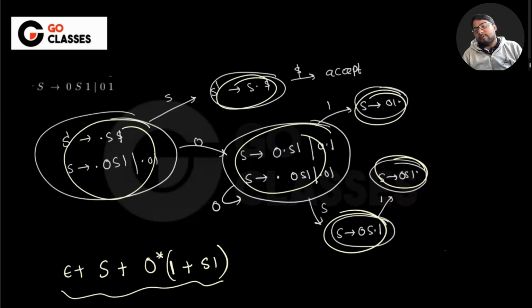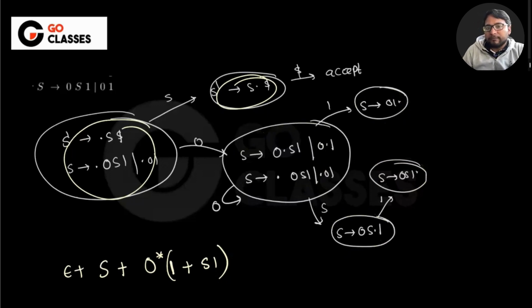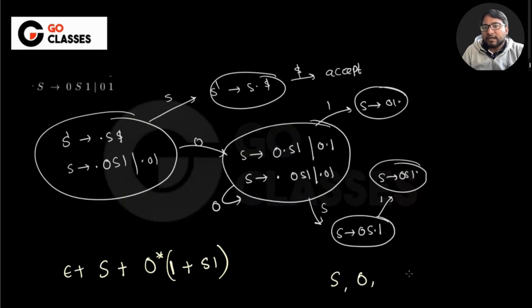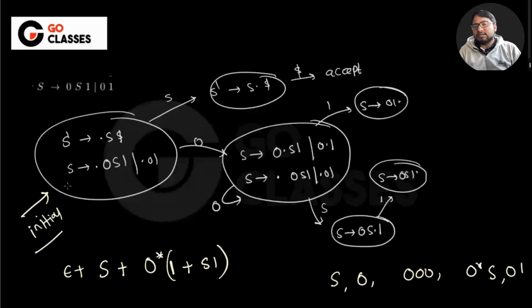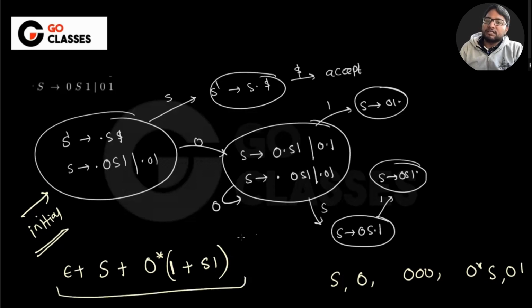So what is the viable prefix? A viable prefix is something that can appear on the stack. Now tell me, can S appear on the stack? Yes. Can 0 appear on the stack? Yes. Can 0 star S appear? Yes. Can 0 then 1 appear on the stack? Yes. Right? All of this can appear on the stack. So if you take all of them as final states, and this is the initial state, obviously, then whatever grammar or regular expression you get, this is the set of all viable prefixes.